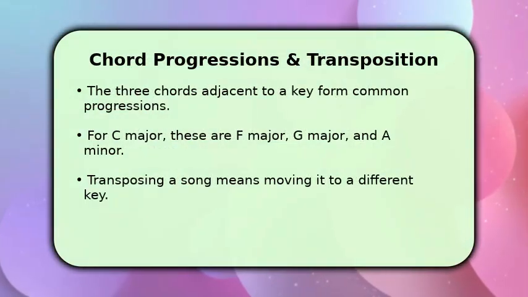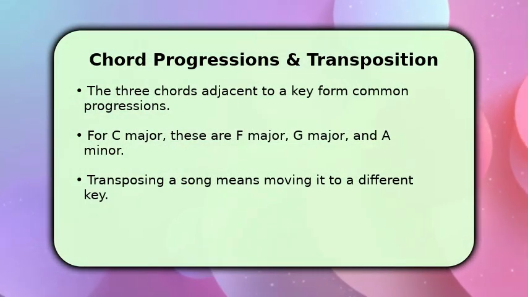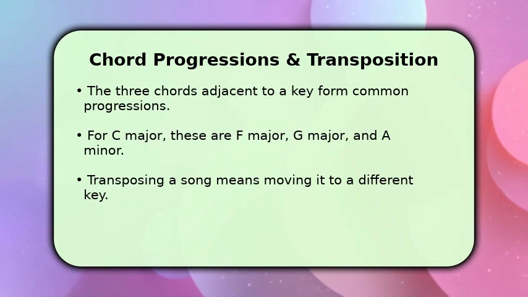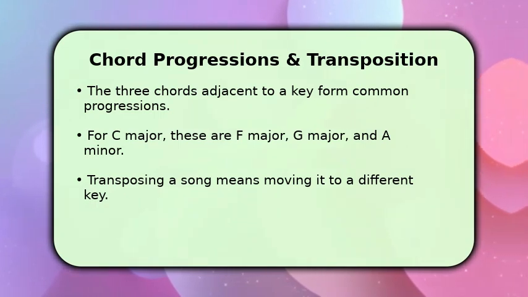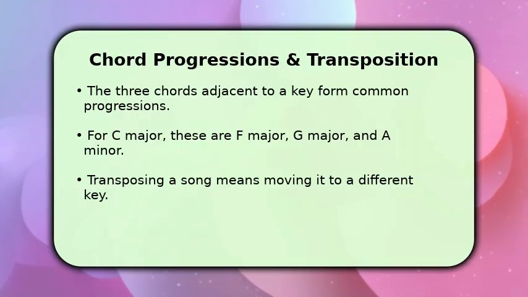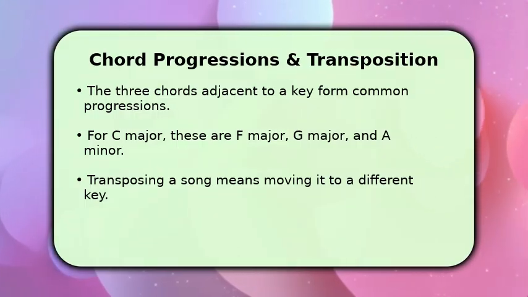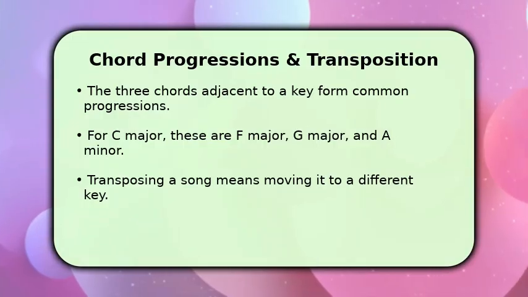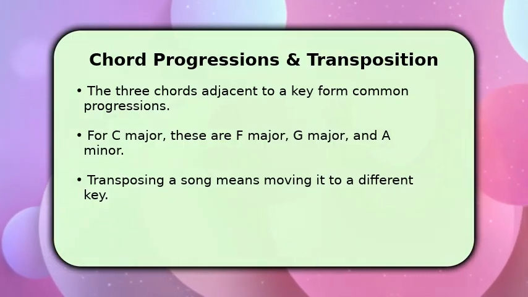The circle of fifths is incredibly useful for building chord progressions and transposing music. For any given key, the three chords immediately adjacent to it on the circle often form common and pleasing progressions. For example, in C major, you'll frequently use F major, G major, and A minor.